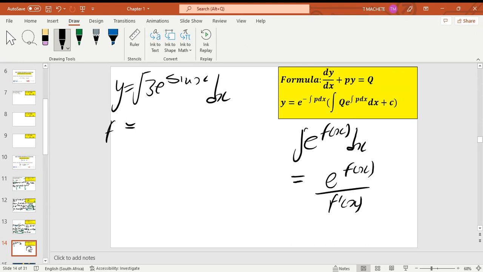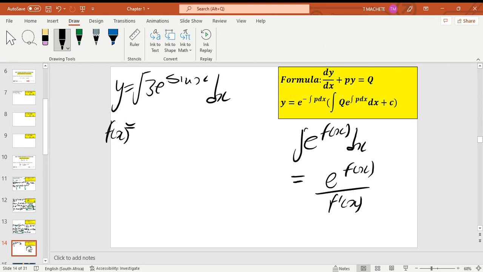So in this case, our f of x from this equation right here, the one that I just wrote, the f of x in this case will be equal to sin x. That's our f of x.